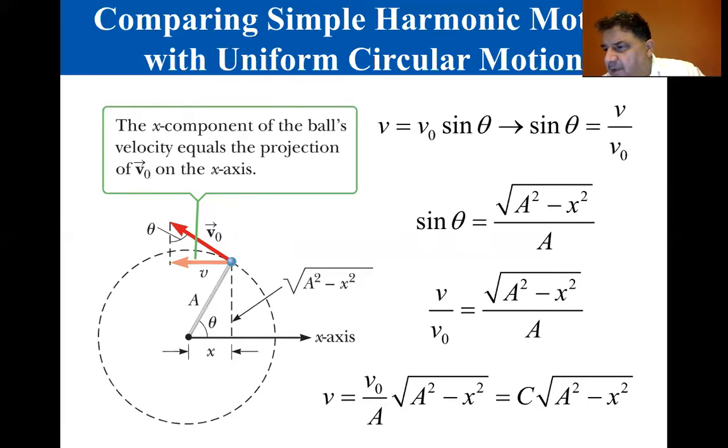The velocity of the ball in the x direction is related to the displacement x in exactly the same way as the velocity of an object undergoing simple harmonic motion. The shadow on the previous slide therefore moves with simple harmonic motion.